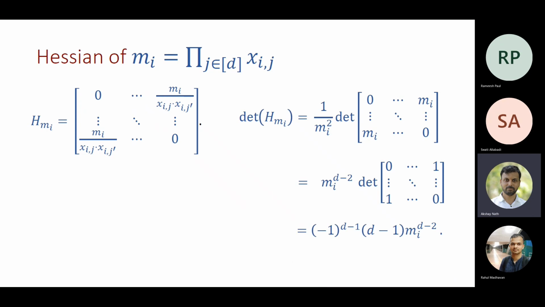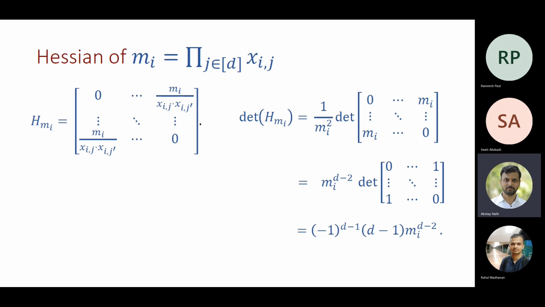So what about its determinant? Well, to evaluate its determinant, we can take out the variable xij common from the xij-th row and the xij-th column. That is, we are taking it out common twice. If we do this for all the variables, we end up with this factor 1 over mi square, and then the determinant of a matrix whose diagonal entries are 0 and all other entries are just this monomial mi.